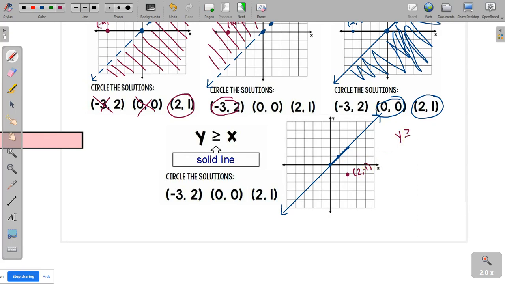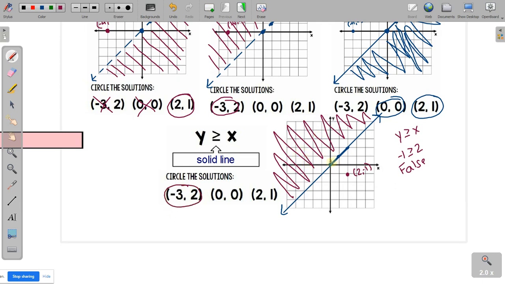So we have y is greater than or equal to x. So our y is -1, our x is 2. So it's -1 greater than or equal to 2. It's not, so it's false. So we're going to shade the other side, which is above the line. So now let's look at our solutions. -3, 2. Go over -3, up 2, that is a solution in our region. 0, 0 is a solution because it's on the line and it's a solid line. 2, 1 is not a solution.